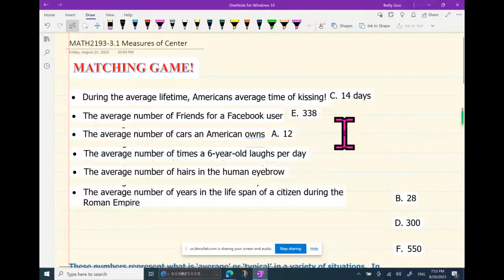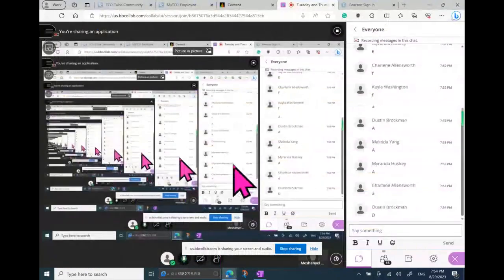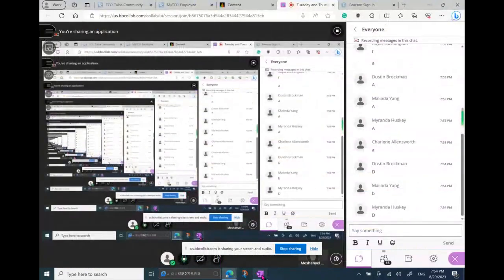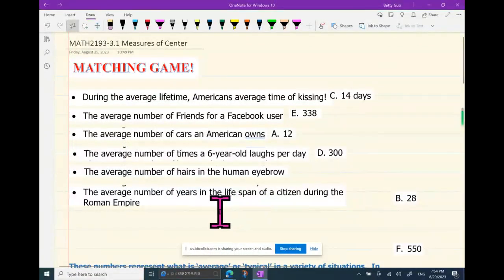Next, the average number of times a 6-year-old laughs per day. How many times does a typical 6-year-old laugh? Many people choose D. That's correct. You guys are awesome.